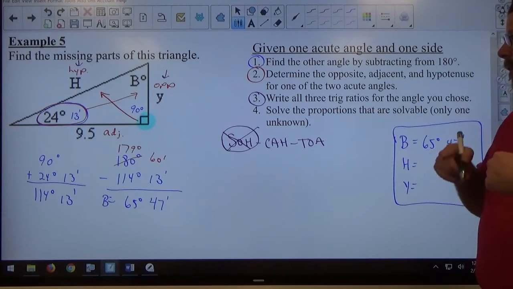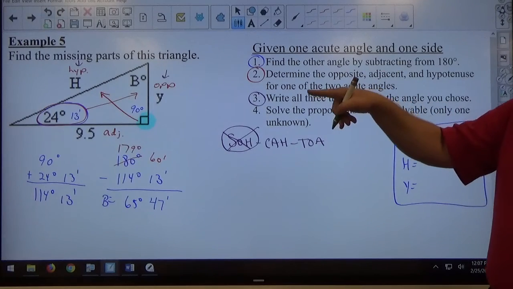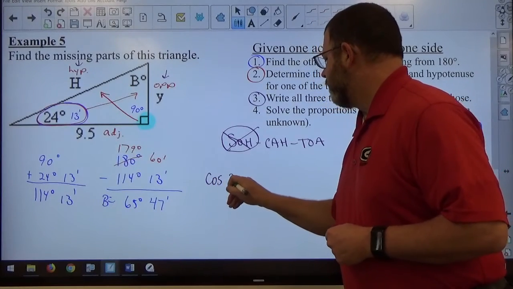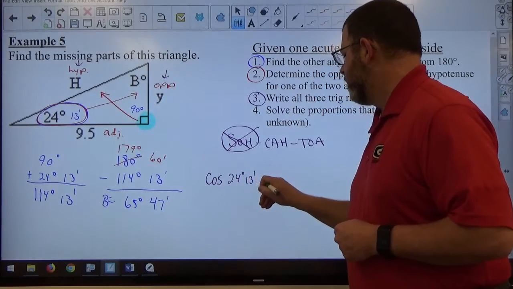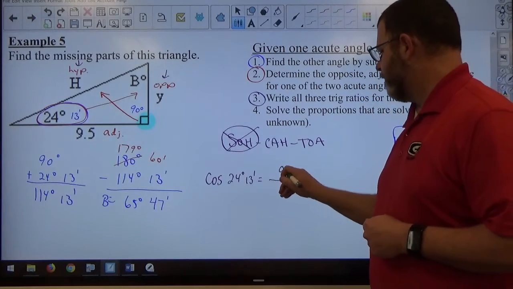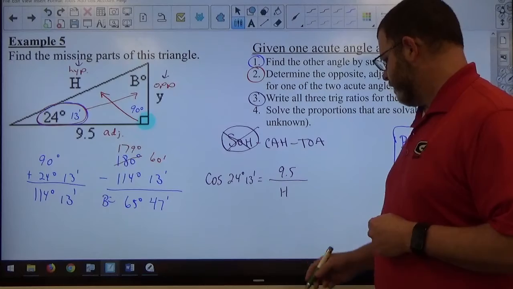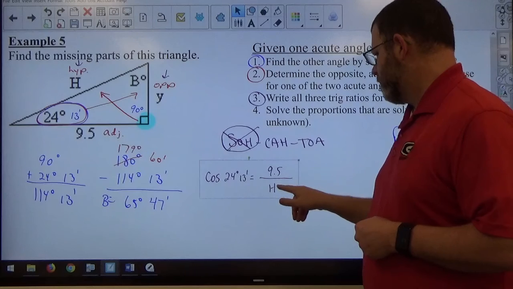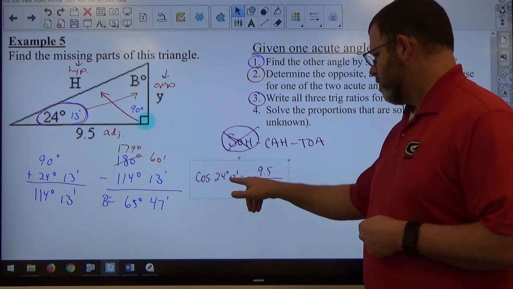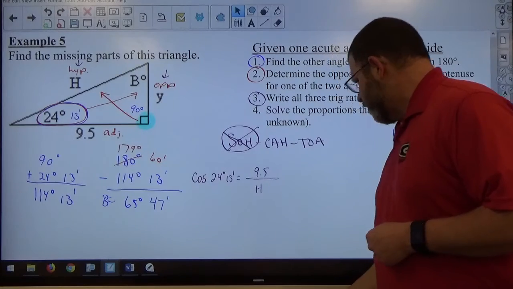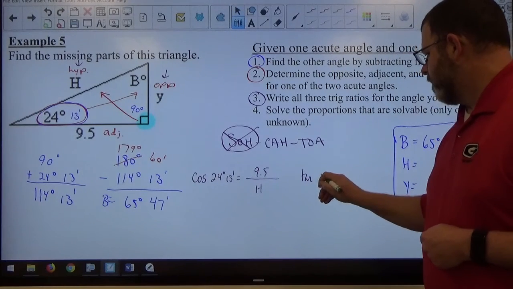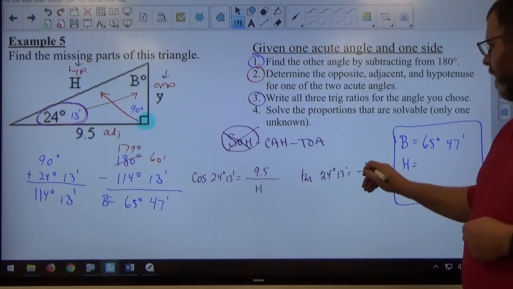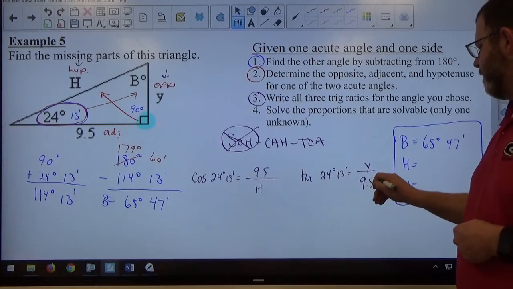All right? But I want to write the cosine and the tangent ratios for the 24-degree, 13-minute angle. So I'm going to have cosine of 24 degrees, 13 minutes equals adjacent, which is 9.5 over hypotenuse h. Right. And then I'm going to write the tangent ratio. Tangent of 24 degrees, 13 minutes equals the opposite, which is y, over the adjacent, which is 9.5.